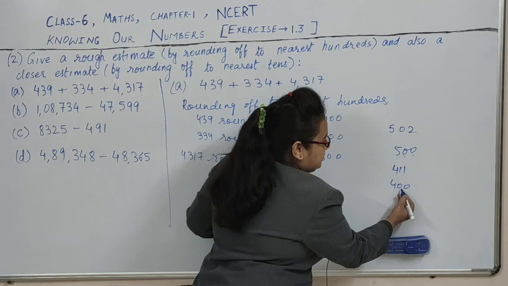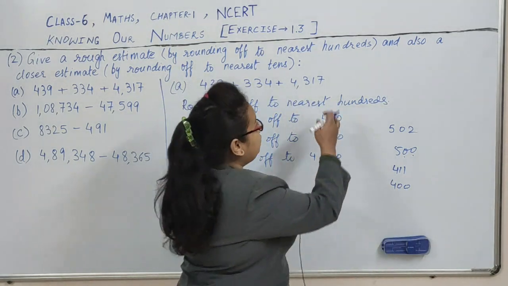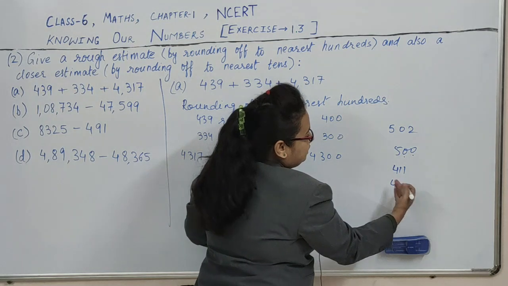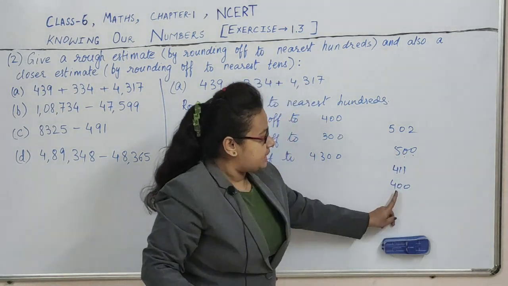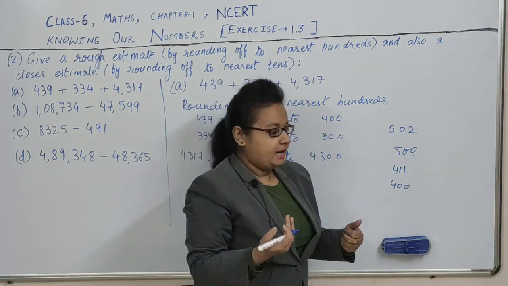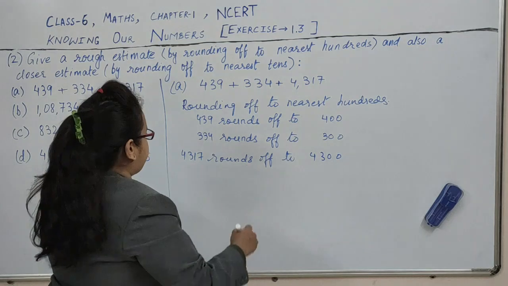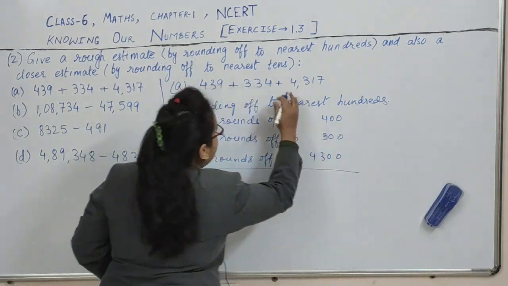What happens? The ones and the tens digit become 0 after rounding off to the nearest hundreds, because the digits before the hundreds place become 0 when we round off to the nearest hundreds. Okay, so now let us come to our question. So now we have to estimate the sum.